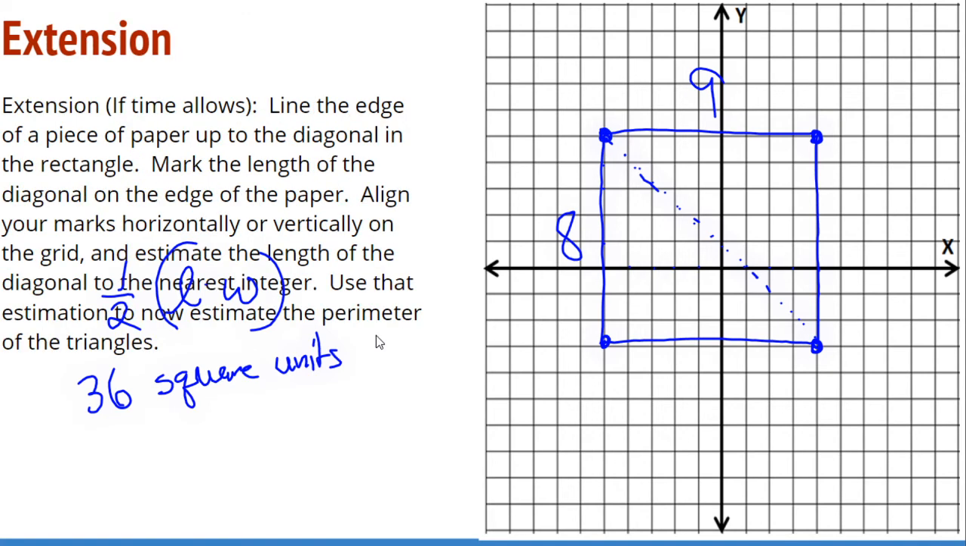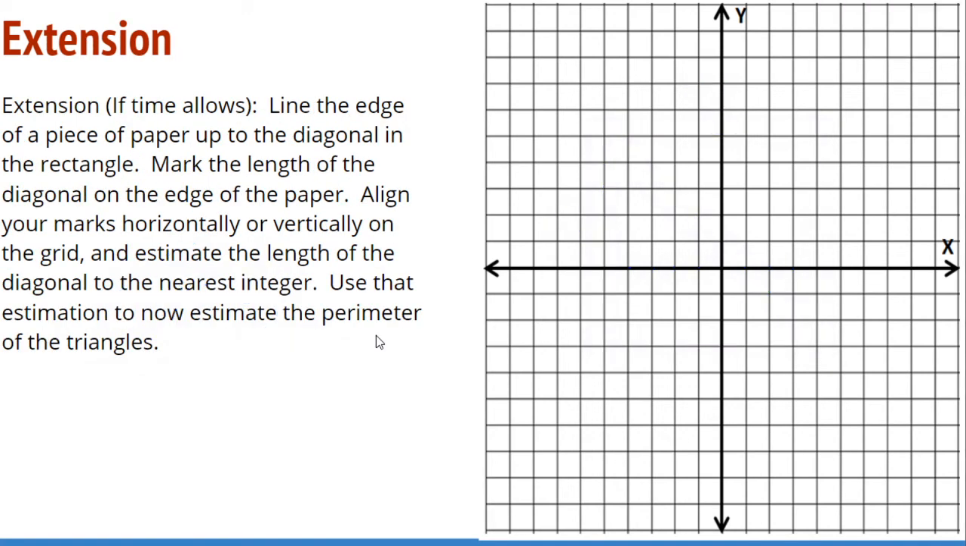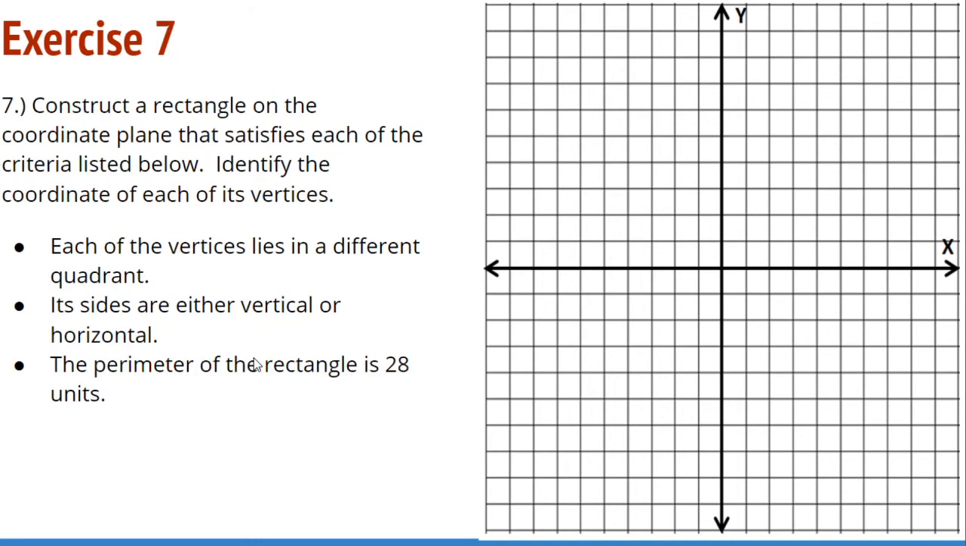All right, so here is an extension problem. I'm not going to cover that in this video. This might be something that would be fun for you to try on your own. All right, here we go. Exercise 7.